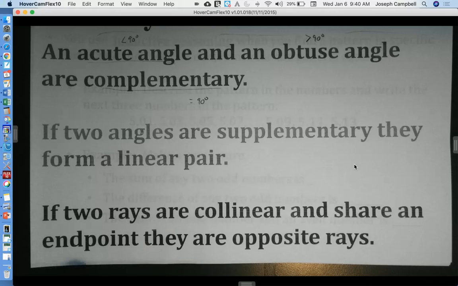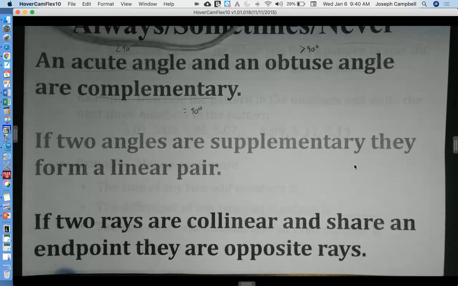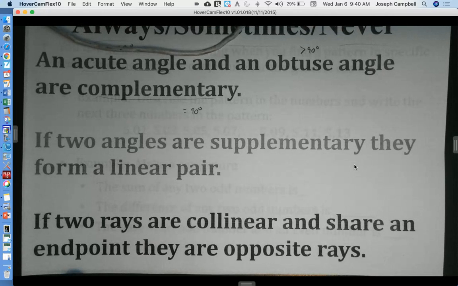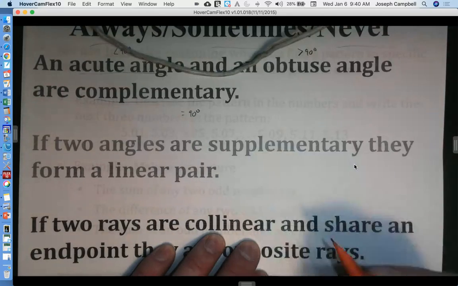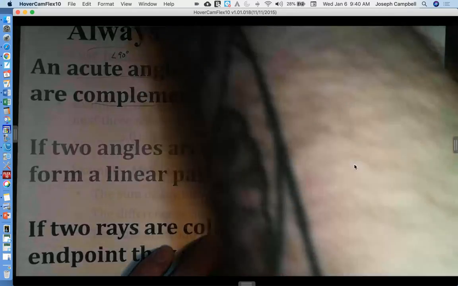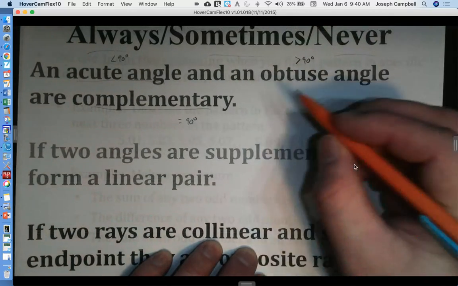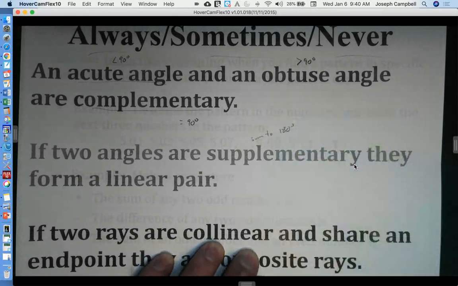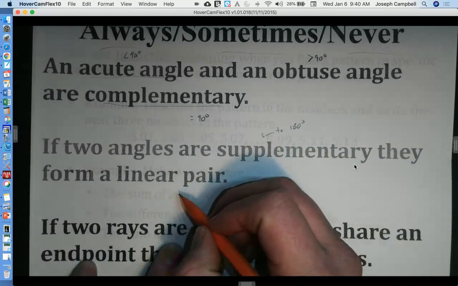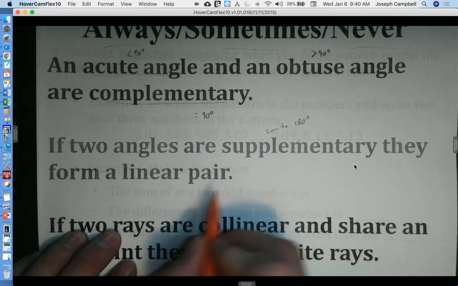The next one says if two angles are supplementary, then they form a linear pair. So you have to ask yourself what supplementary means. Supplementary means to sum to 180 degrees. And a linear pair, what's a linear pair? A linear pair looks like this.